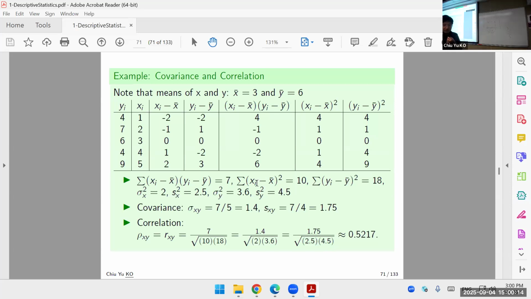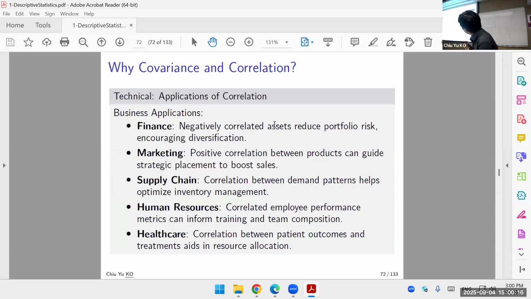So for the remaining 15 minutes, I want to talk about Excel. But just before that, we talk about some examples, right? A lot of correlation applies. So finance, marketing, supply chain. I'm not going to read one by one because it's too tedious, right?